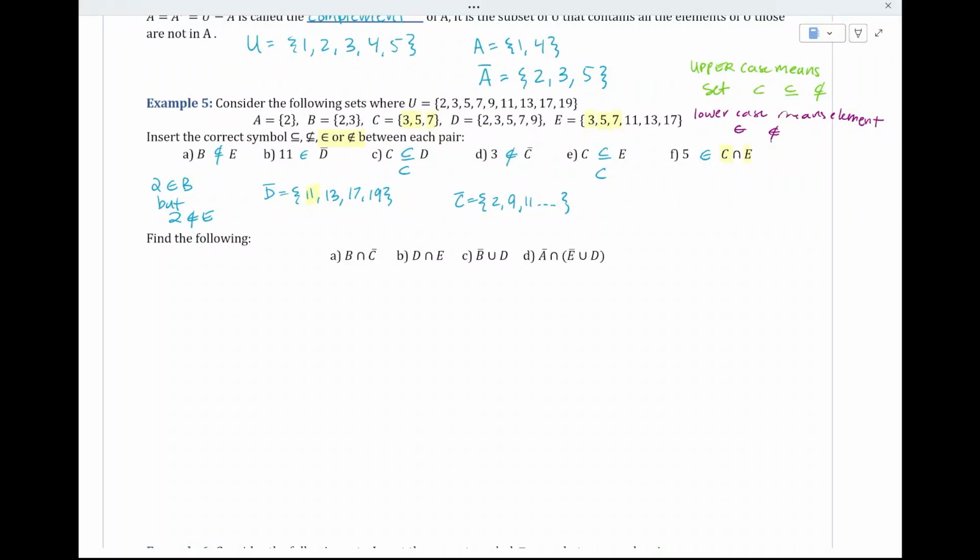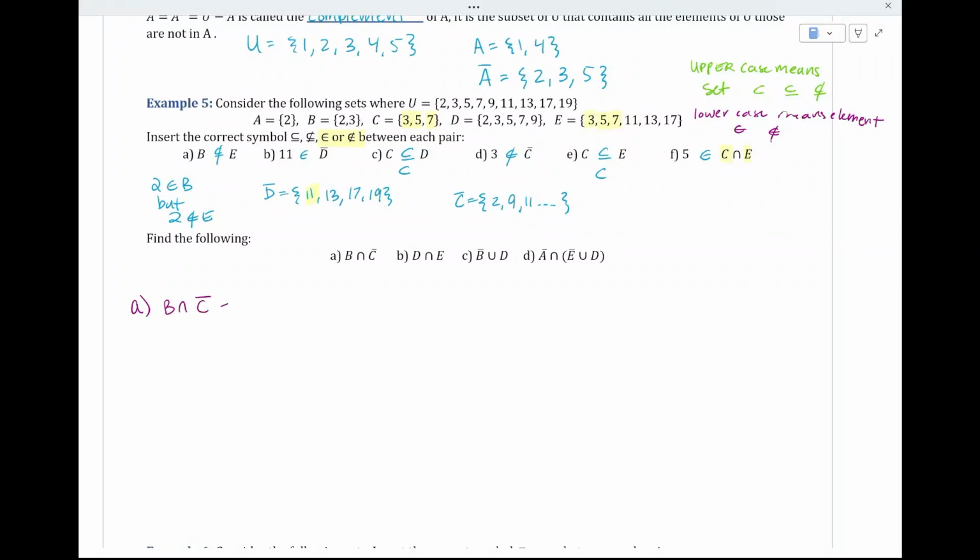Okay, so that is using some of those symbols. Next up, I want to find some of these sets. We're going to be dealing more with intersections and unions. So here I'm going to come down. This is kind of like part 2 of example 5. A, I want to find B intersect C complement.